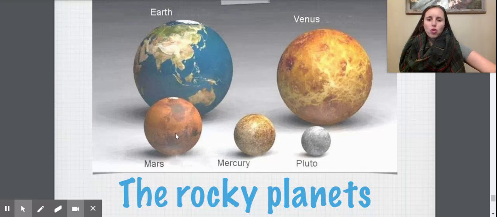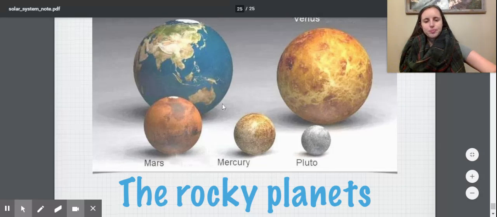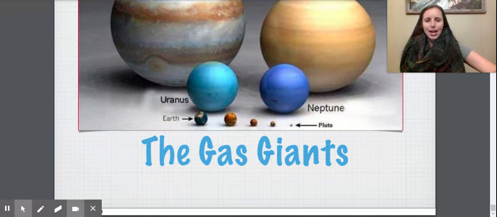We mentioned this before, but I want to mention it again. I want to make the distinction between the rocky planets and the gas giants. So the rocky planets are considered to be the inner planets. So you have Mars, Mercury, Earth, and Venus. When Pluto was considered to be a planet, it was categorized as a rocky planet. Notice that they're much smaller. We're going to compare them to our gas giants.